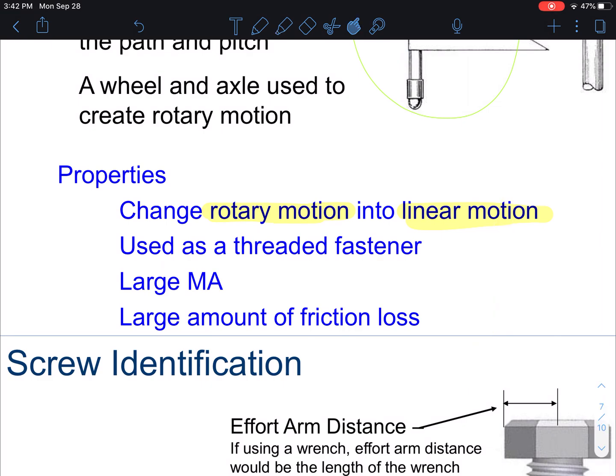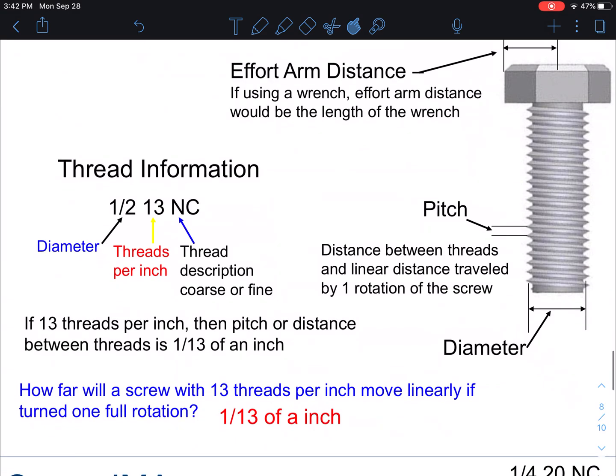So the important pieces of information for this: here we've got typical information for a screw, where you're given the diameter, you're given the threads per inch, and then this is just a description of the kind of thread. It is either coarse or fine thread. But the real important piece of information is right here in the middle. Okay, 13 threads per inch.